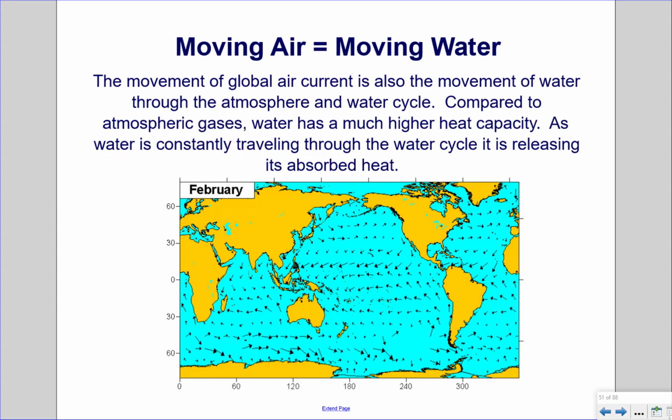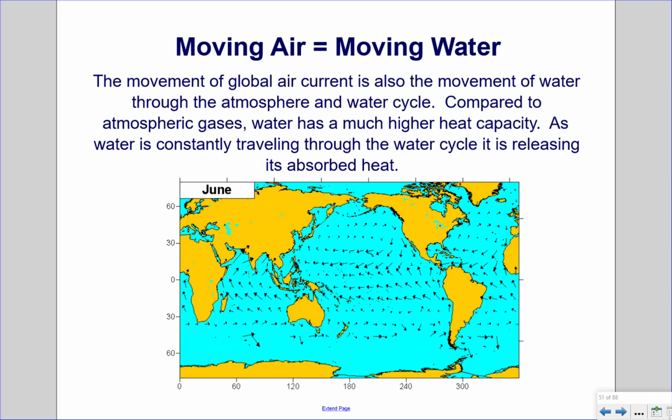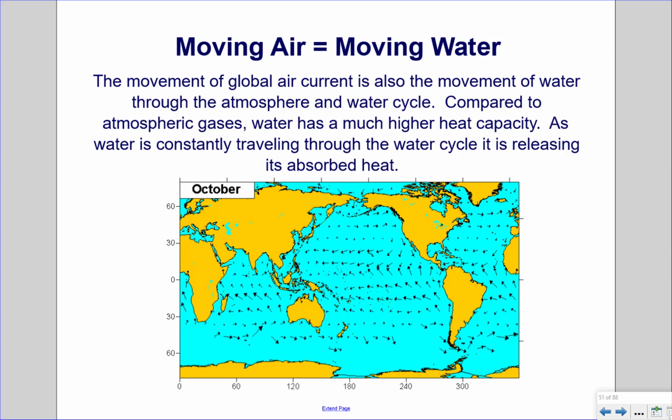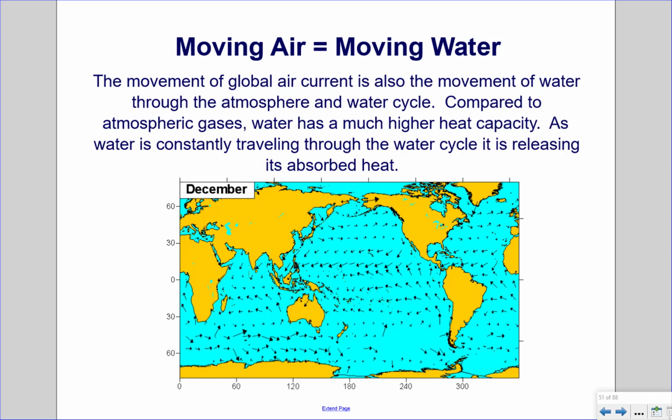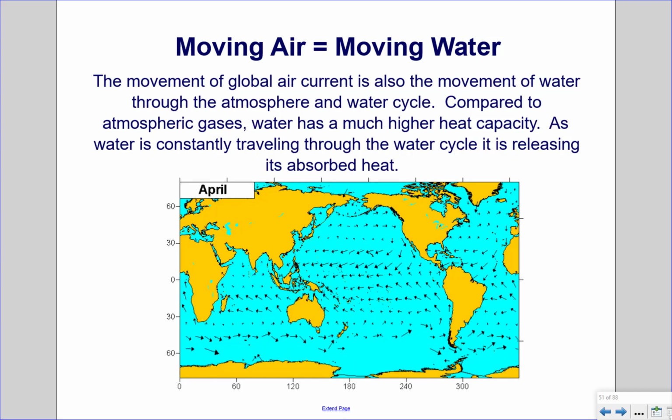Moving air equals moving water. The movement of global air current is also the movement of water through the atmosphere and water cycle. Compared to atmospheric gases, water has a much higher heat capacity. As water is constantly traveling through the water cycle, it is releasing its absorbed heat.